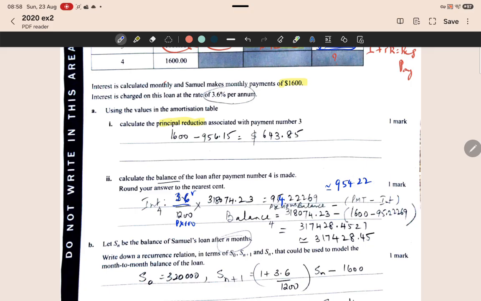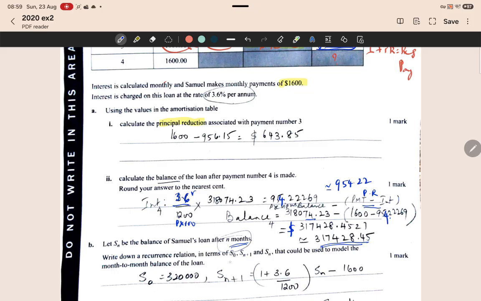Now the balance is the previous outstanding balance minus the interest, which is your principal reduction, and that gives you this value, which rounded to the nearest cent is that. Part B says, let Sn be the balance of Samuel's loan after n months.